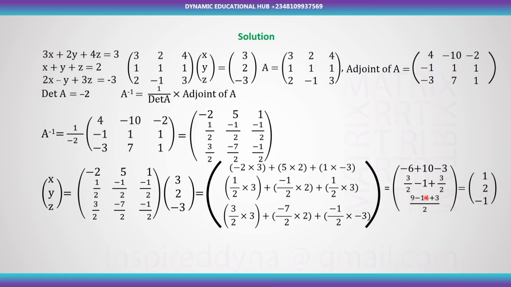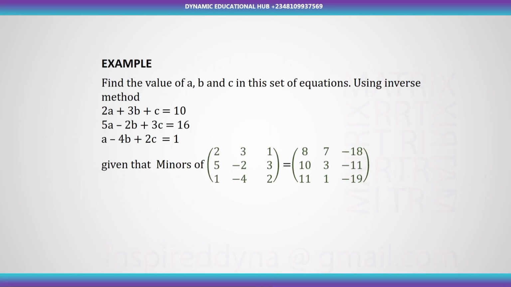Now, let's evaluate this. 9 minus 14, that is minus 5. Minus 5 plus 3, that is minus 2. Minus 2 over 2, that is minus 1. So we have gotten this matrix and they represent x, y, z. Which means that x is equal to 1, y is equal to 2, and z is equal to minus 1. Let's quickly look at another question.